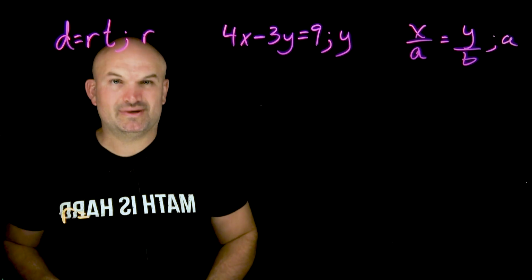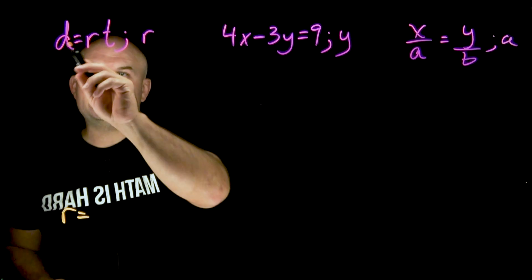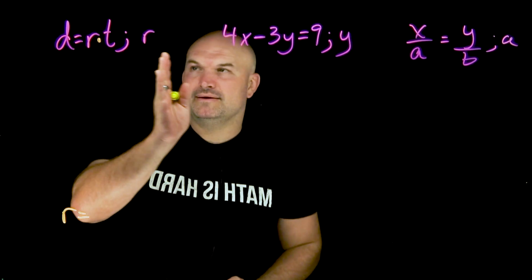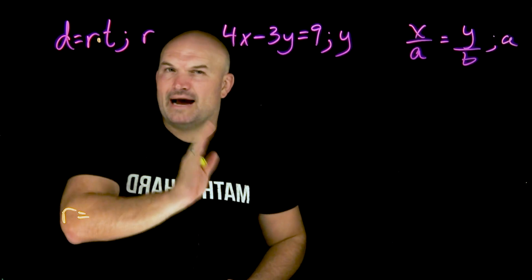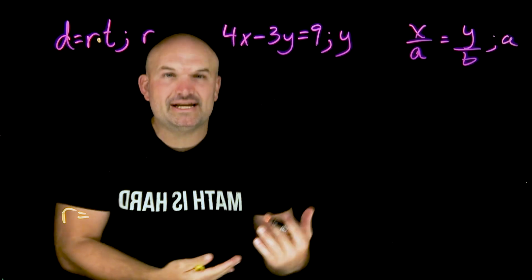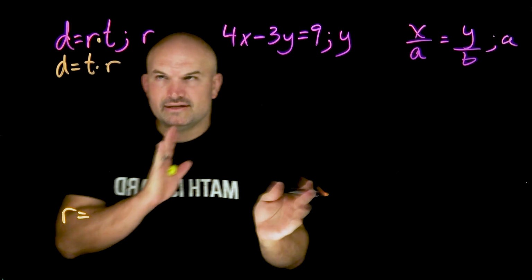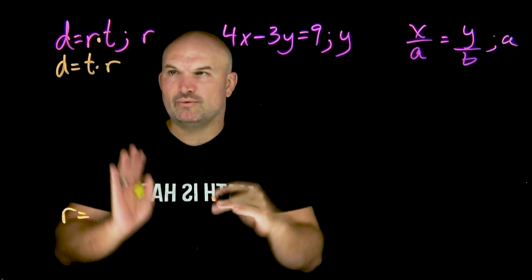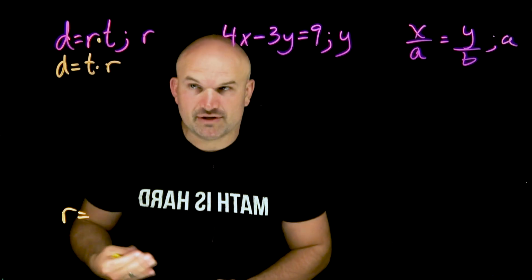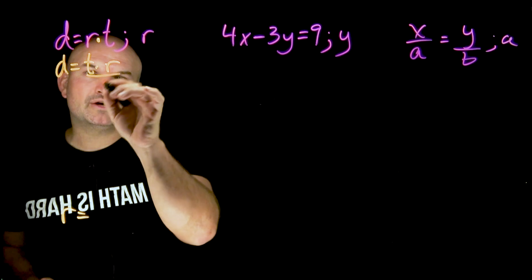So what we need to be able to do is identify what operations are being applied to my r. Now this says d equals r times t. And sometimes you're saying, well, r is being multiplied, or r times t, right? So what operation is being applied to r? Well, it's multiplication, right? d equals r times t is the same thing as d equals t times r. It's commutative, so it can go either direction, but to undo the multiplication of r, we need to apply our inverse operation, which is going to be division.